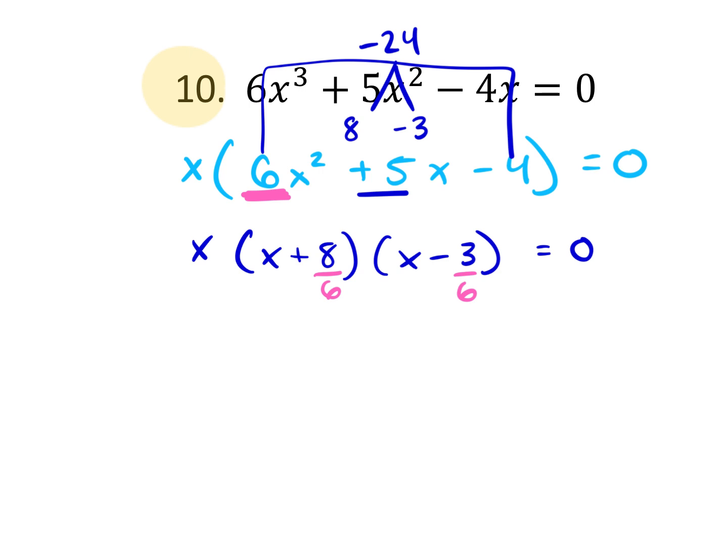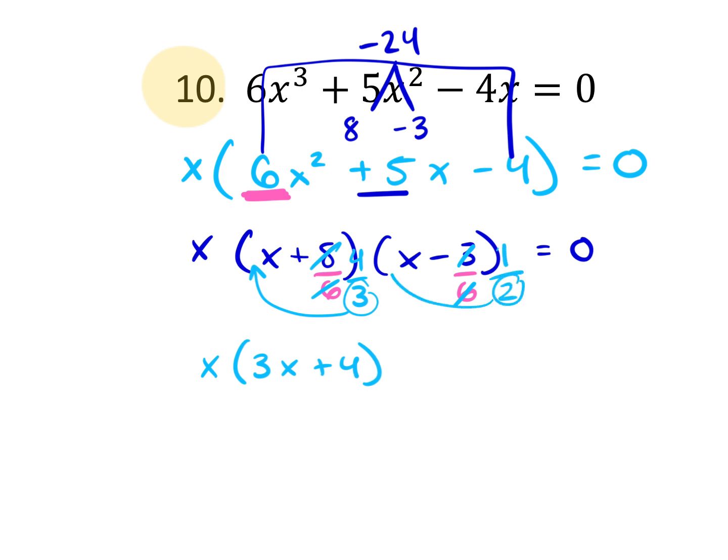Yeah, what goes into both 8 and 6? 2. So I can make this 4 over 3. Whatever's left in our denominator is going to go in front of that x. So this would be 3x plus 4. And then same thing with the second one here. Can I simplify 3 over 6? Yeah, we can divide them both by 3, so it becomes 1 over 2. So whatever is left in our denominator, we move in front of the x. So this would be 2x minus 1.